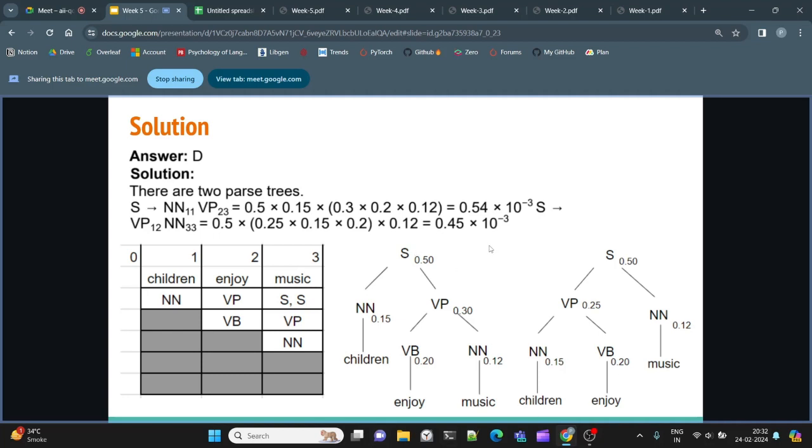Now what do I need to do? I need to compute the probability of each of the parse trees. How do I do that? I simply multiply these values. For the first one, NN and VP1, I have 0.5 times 0.15, 0.3, 0.2, 0.12. That gives me 0.54 into 10 to the power minus 3 as the probability for this particular parse tree, whereas for this other parse tree it is 0.45 into 10 to the power minus 2. So this one, where S is decomposed into NN and VP, is the more probable parse tree, and so this would be the answer.